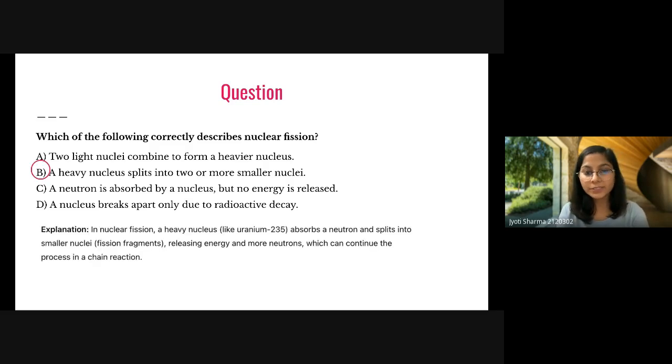So in nuclear fission, heavy nuclei, for example uranium 235, will absorb a neutron and will split into smaller nuclei. These are known as fission fragments, and this will release an enormous amount of energy, and that's why nuclear fission is used in nuclear reactors that generate your electricity, right? Yes, because whenever there is a splitting or fragmentation of nuclei, this will give you enormous energy.